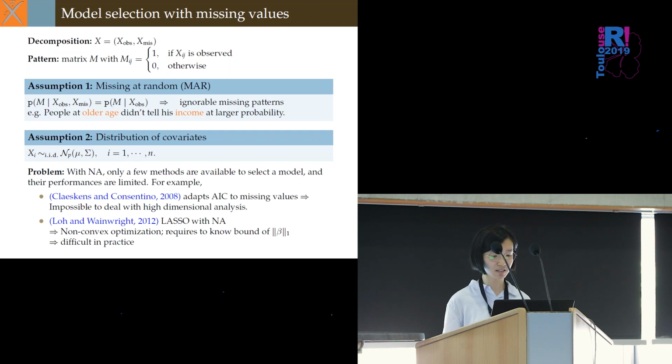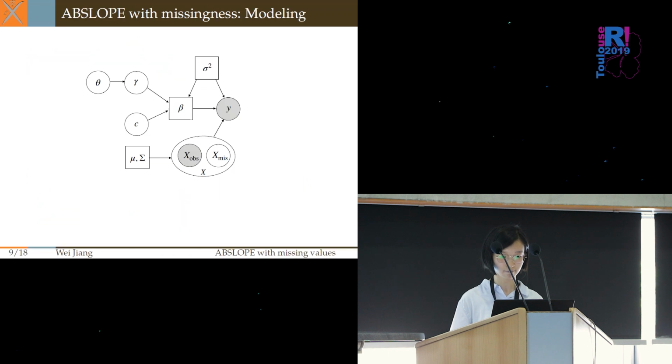The problem is that with missing values, only a few methods are available to select a model, and their performances are limited. For example, Claeskens and Consentino propose to adapt AIC for missing values, but it's impossible to deal with high-dimensional analysis due to the computational difficulty of the stepwise method. And Loh and Wainwright propose a lasso with missing values, but their method involves a non-convex optimization, and we also have to know the bound of the L1 norm of beta, so it's difficult in practice.